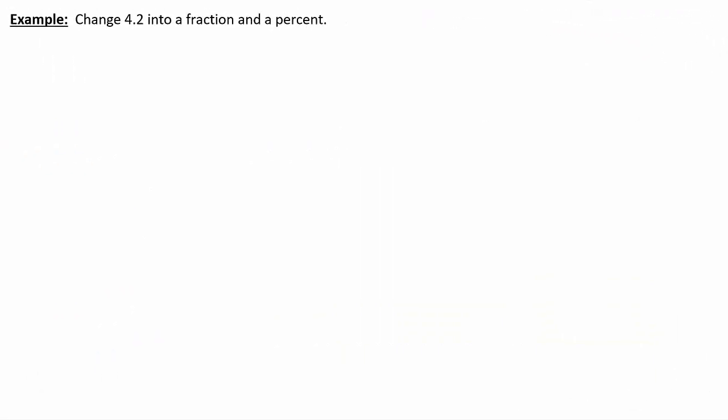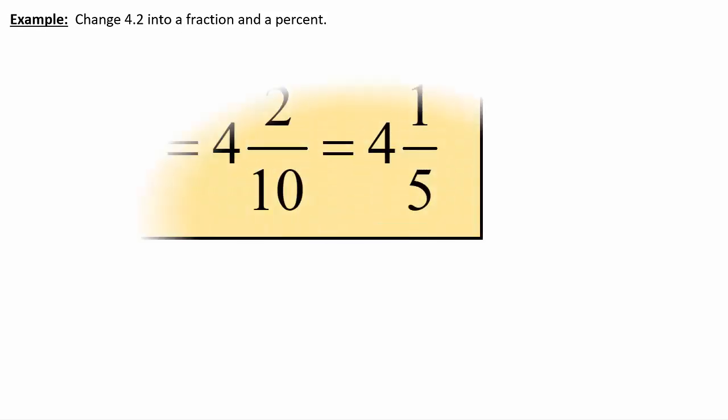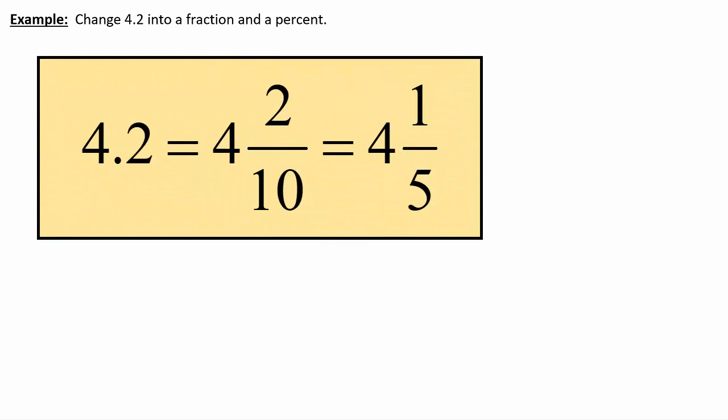Example, change 4.2 into a fraction and a percent. Well, first of all, let's say it correctly: 4 and 2 tenths. So 4 and then a fraction of 2 over 10. Now 2 tenths reduces to 1/5, so we have 4 and 1/5. There we go. We have it as a mixed number, and that's what we meant by changing it into a fraction. Now let's change it into a percent.